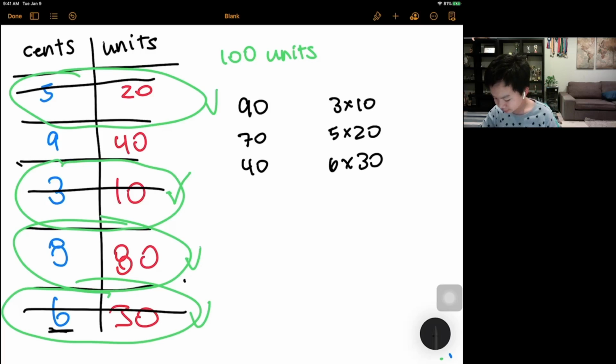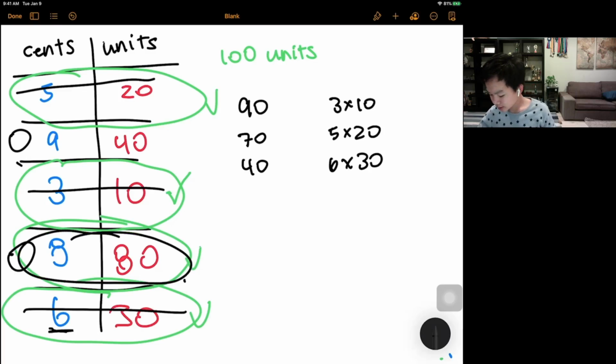Okay, so we're left with this one and this one. So it would be best to take the farmer with 8 units. So we would take this one. Okay, so since this farmer has 80 units, but we only need 40 units, we can just take 40 units from here. So you would be left with 0 units to buy.